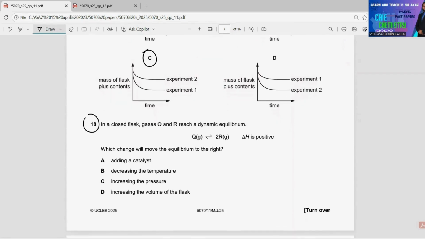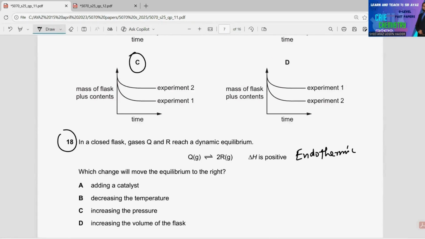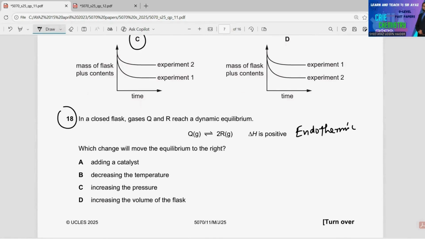In a closed flask, gases Q and R reach a dynamic equilibrium. Q gas, reversible sign, 2R gas, delta H is positive. Positive means it must be endothermic. Which change will move the equilibrium to the right hand side? Right hand side means we need a higher amount of R.